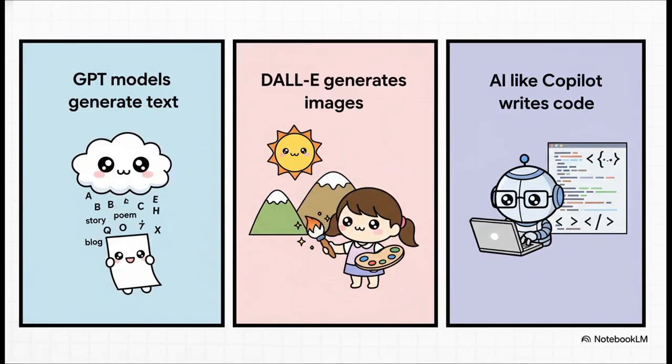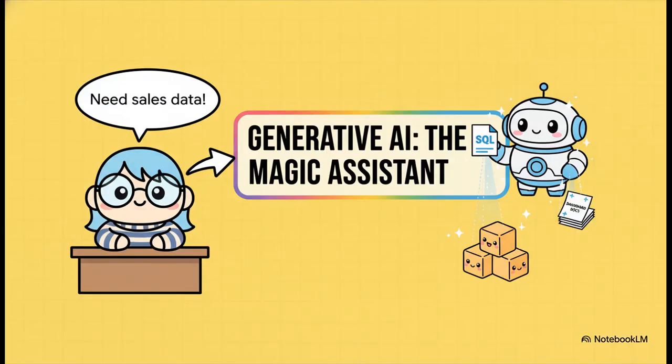The GPT models that power ChatGPT, they generate text. DALL-E does the exact same thing for images. And tools like Copilot show how that same creator engine can be used to write actual functional code. The basic idea is always the same. You give it a prompt, it creates something new. For an analyst, this is an absolute game changer.